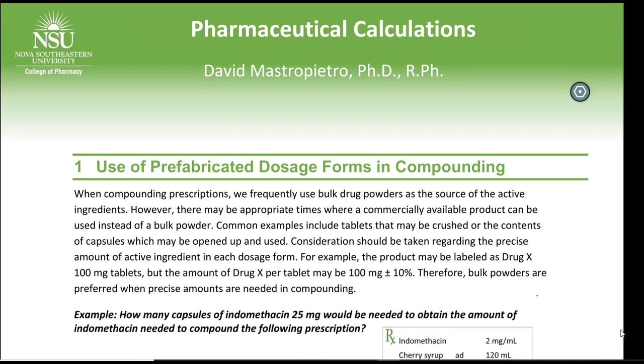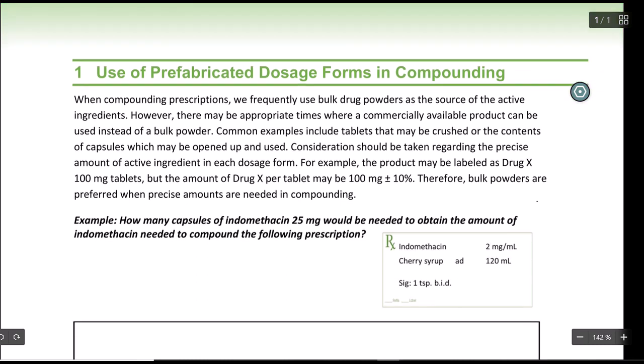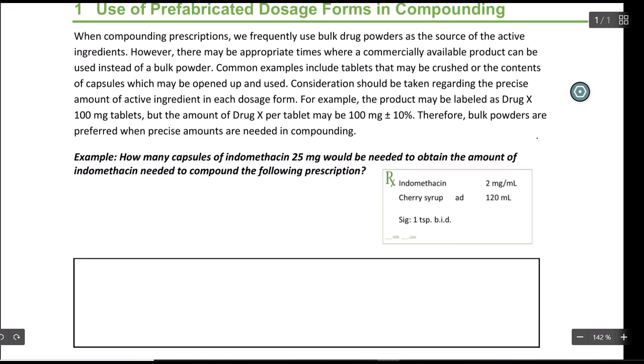commercially available products that are on the pharmacy shelf. So for example, you can take capsules or tablets and crush them up or utilize the powder instead of a capsule and use that as the source of the active ingredient. So let's take an example of what I am describing to you.